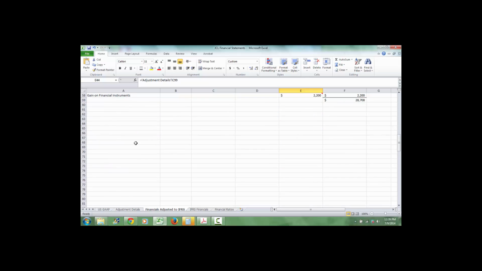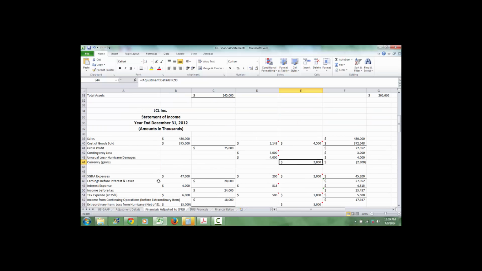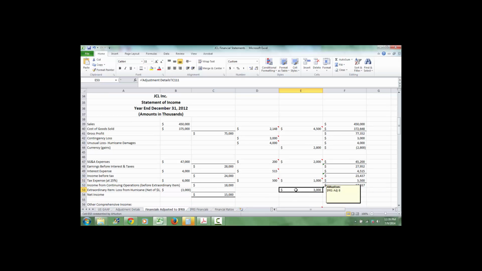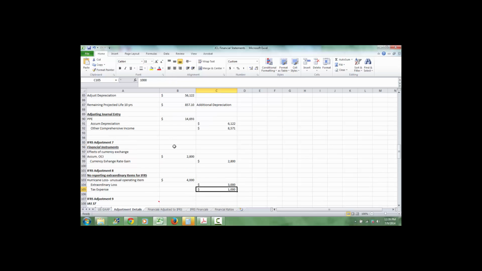So going down to the financial statement here, we have the removal of the tax expense, the removal of the extraordinary item, which was listed after income, and we're going to put right in here the unusual loss. So there's a tax benefit to this.